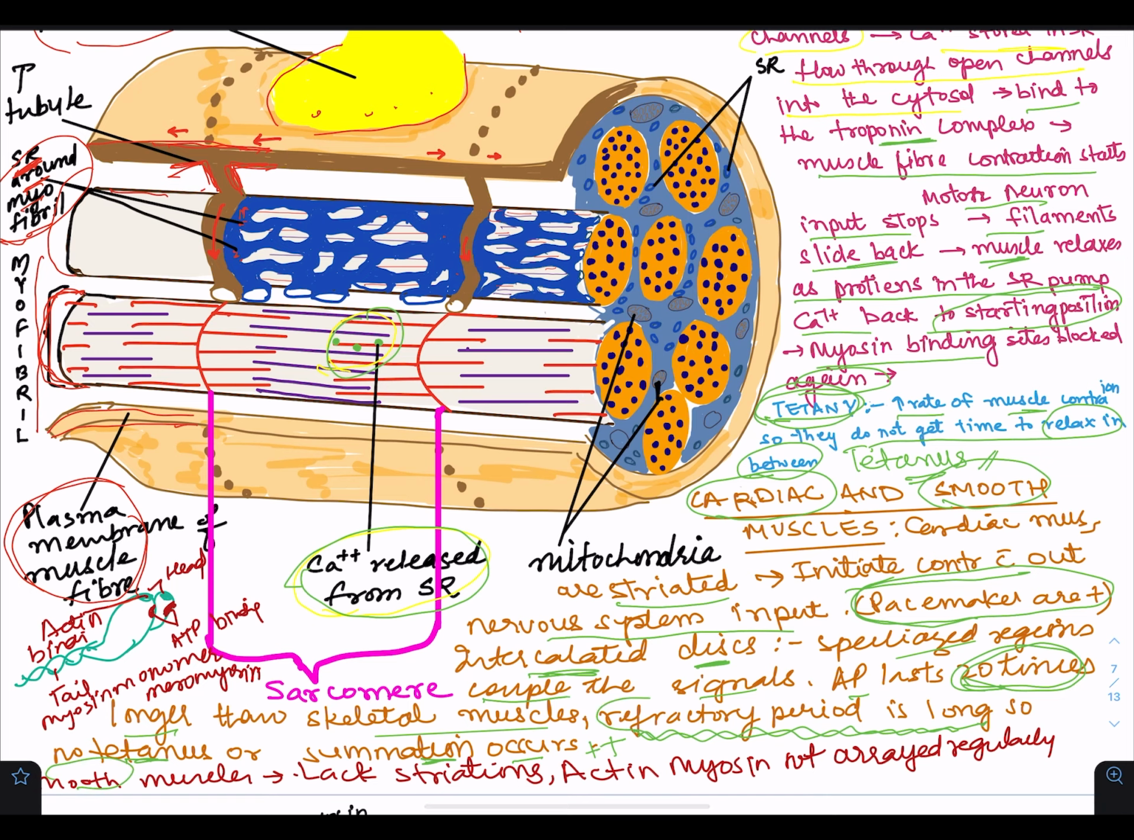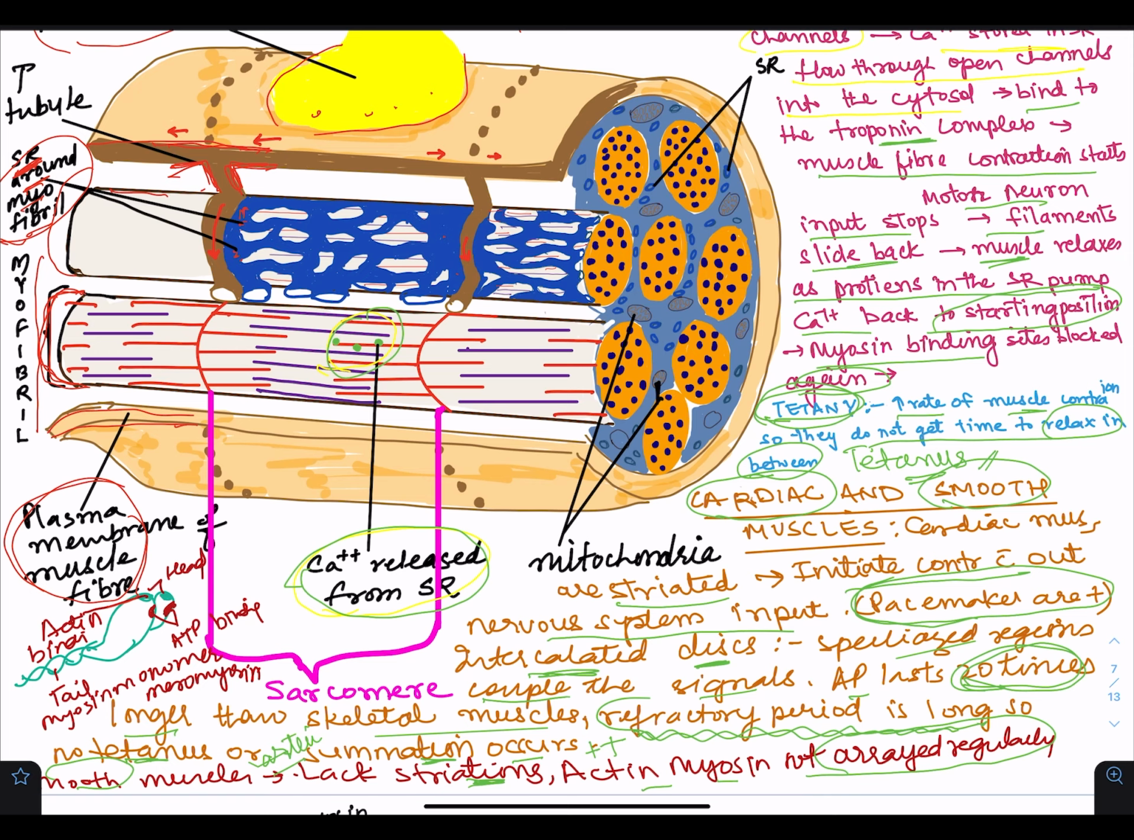Now, what are smooth muscles? They are present in our viscera. Viscera means what? The intestines, the stomach, the fallopian tubes. These are all the viscera. Smooth muscles are also present in the arteries, etc. And they lack striations. Why do they lack striations? Because actin and myosin are not arranged regularly in these smooth muscles.